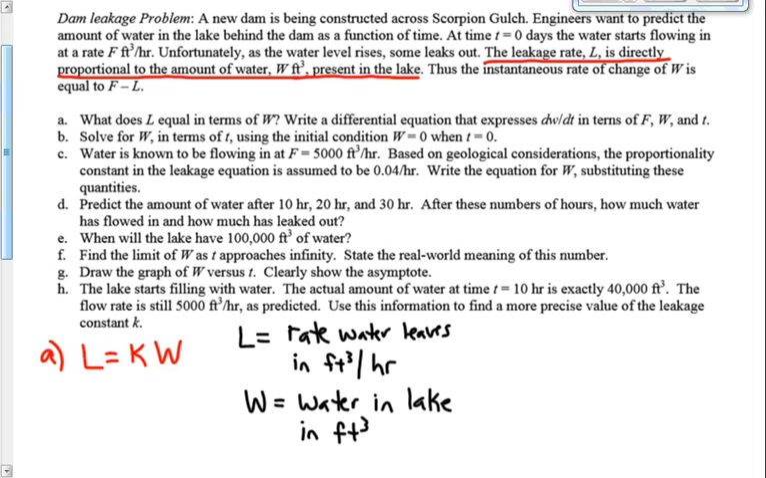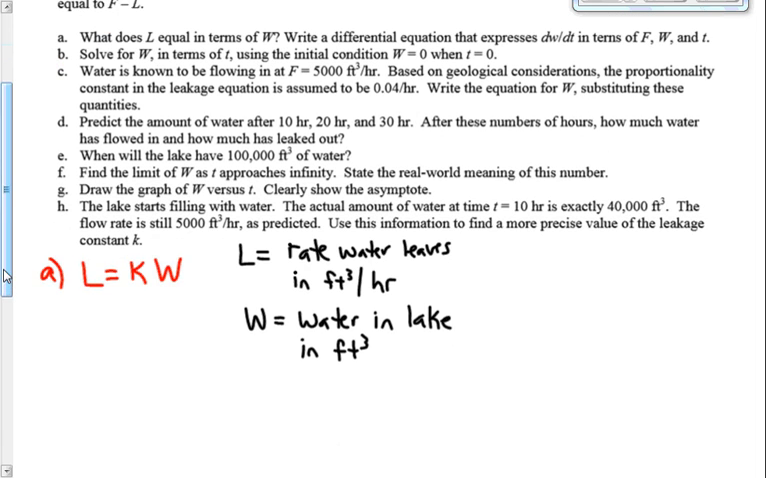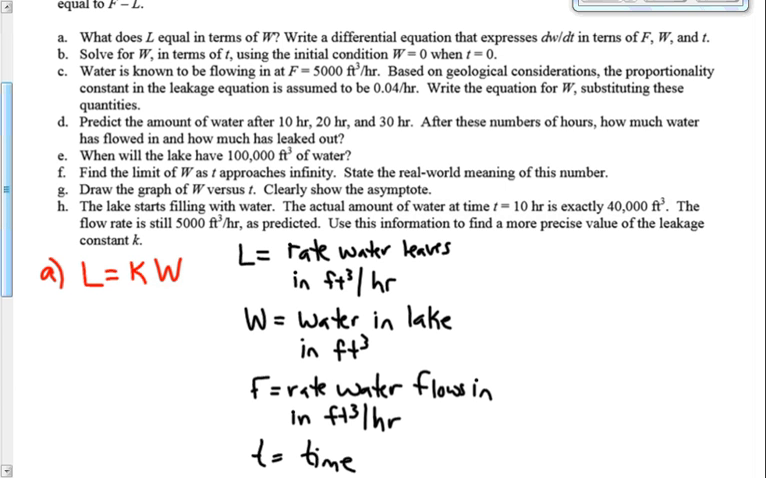Next thing I know is F. If you had read that, the water starts flowing in at a rate of F. So F is another rate that water comes in, and that is in feet cubed per hour again. And then my last unit is my time unit, and that is T. And that is time. Is this in minutes, hours, days?